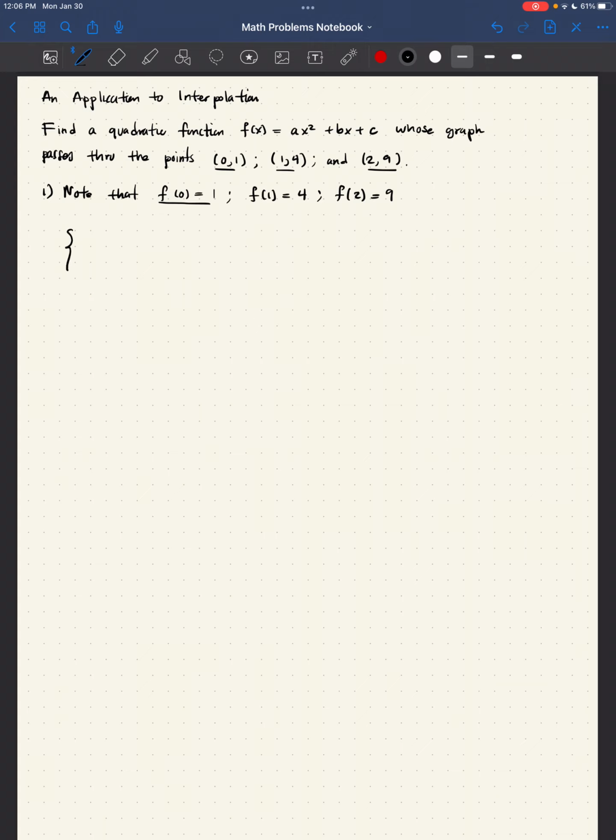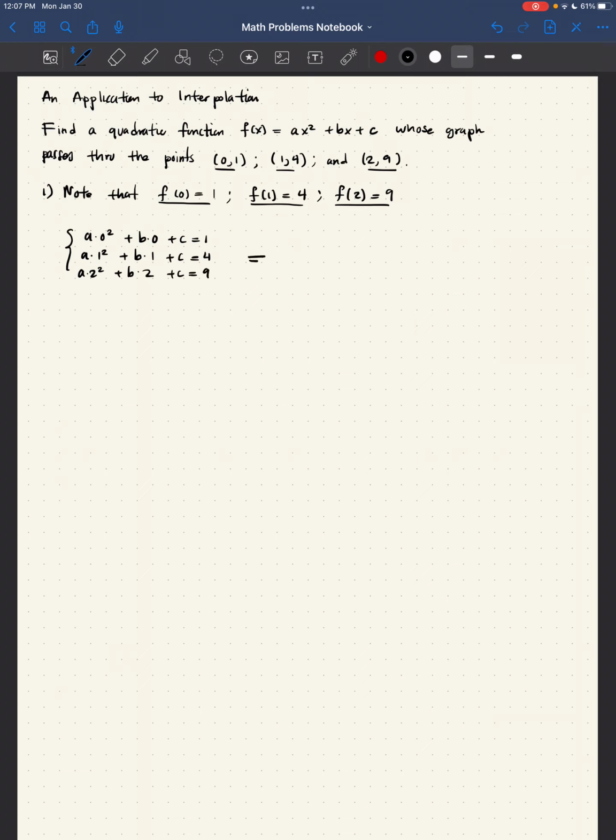This indicates that we have a times 0 squared plus b times 0 plus c is equal to 1. This equation might be encoded in this fashion as a times 1 squared plus b times 1 plus c is equal to 4. And finally, this equation is a times 2 squared plus b times 2 plus c is equal to 9.